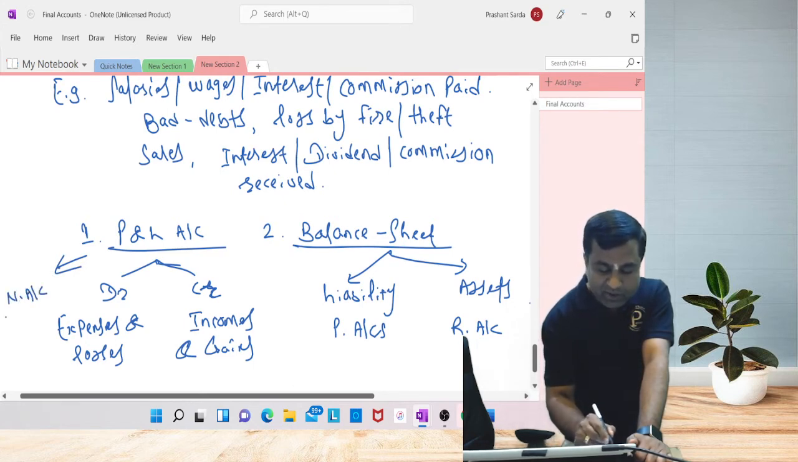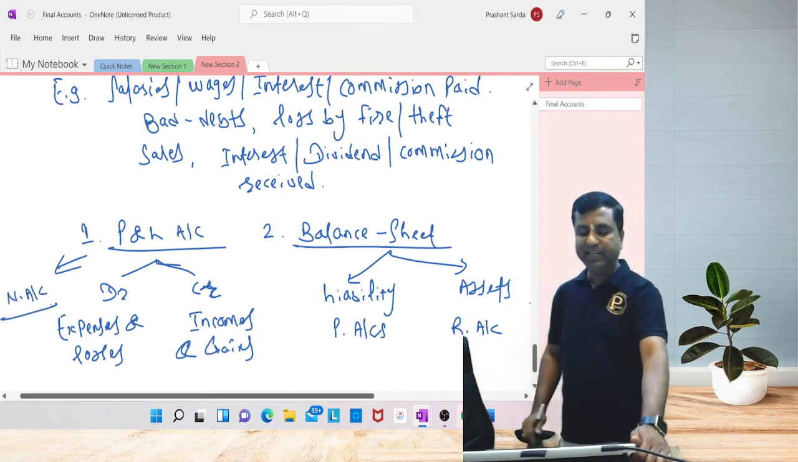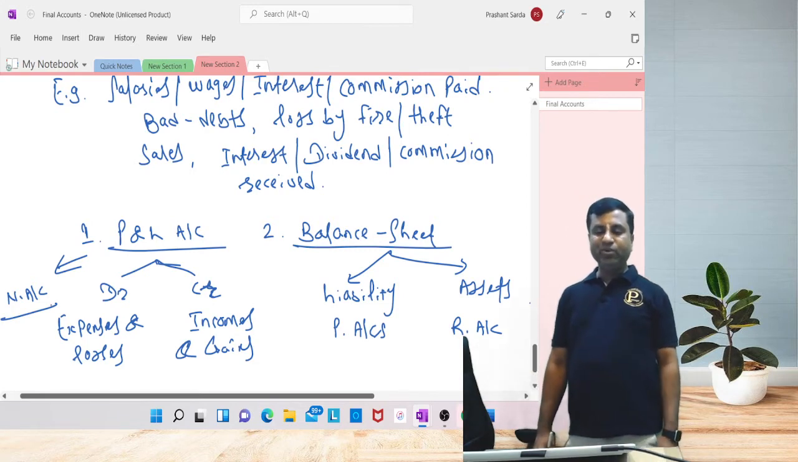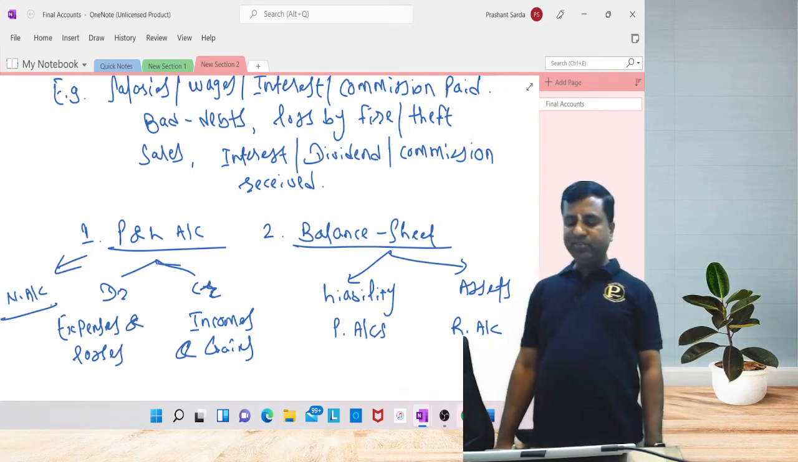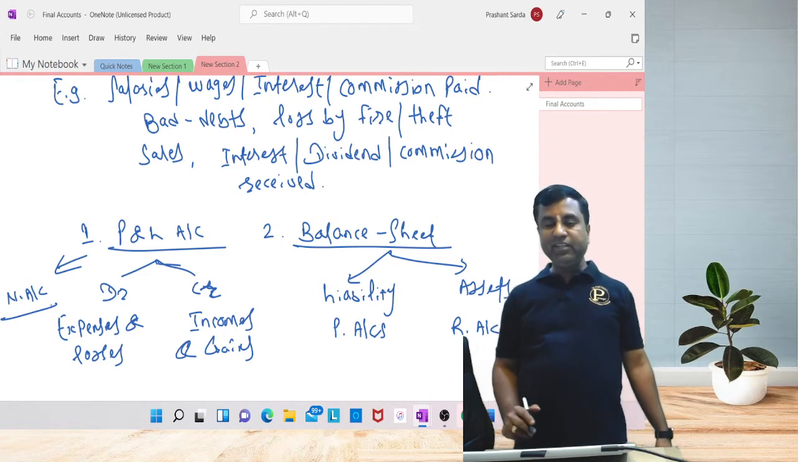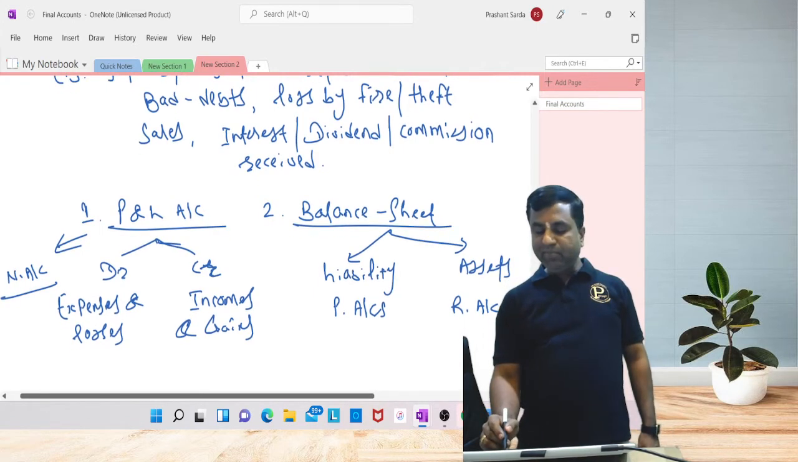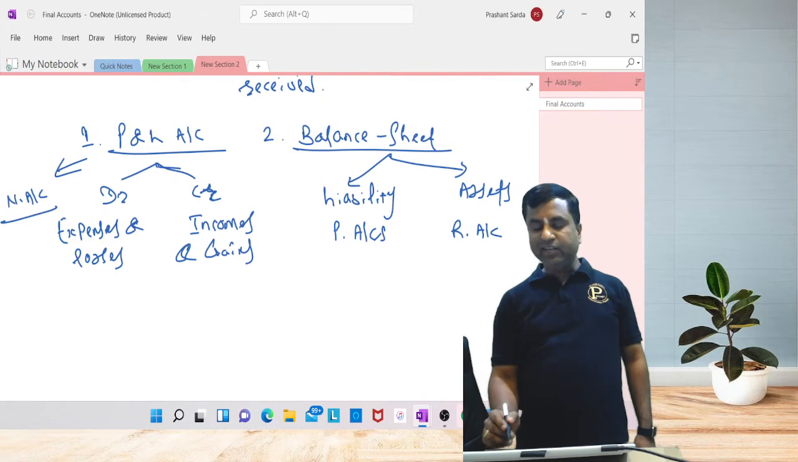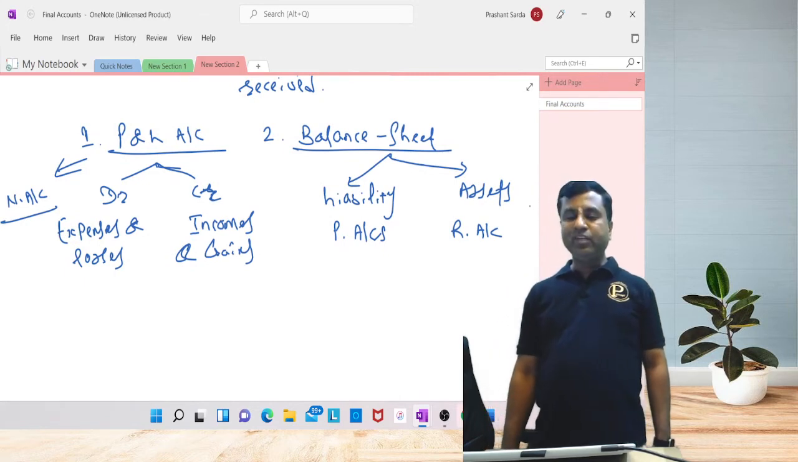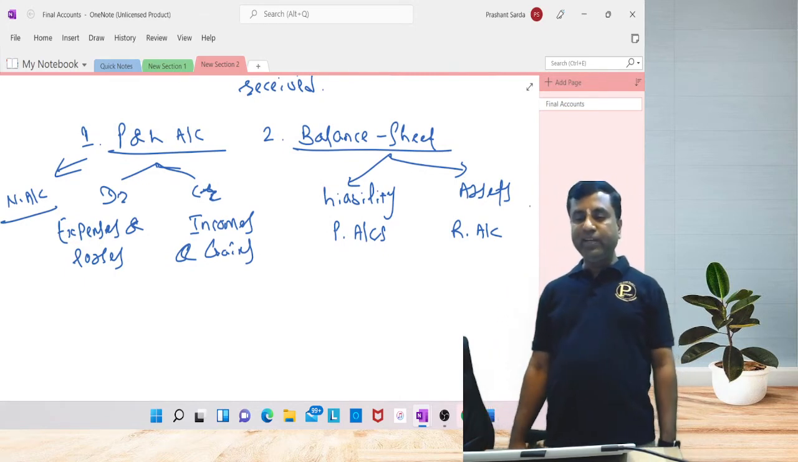Why? Because it records all expenses, losses, incomes and gains of the business, whereas the balance sheet records all assets and liabilities of the business. So in this way you can see the bifurcation is very simple. Repeating again, all liabilities are usually personal accounts, all assets are usually real accounts, and all expenses, losses, incomes and gains are usually nominal accounts.